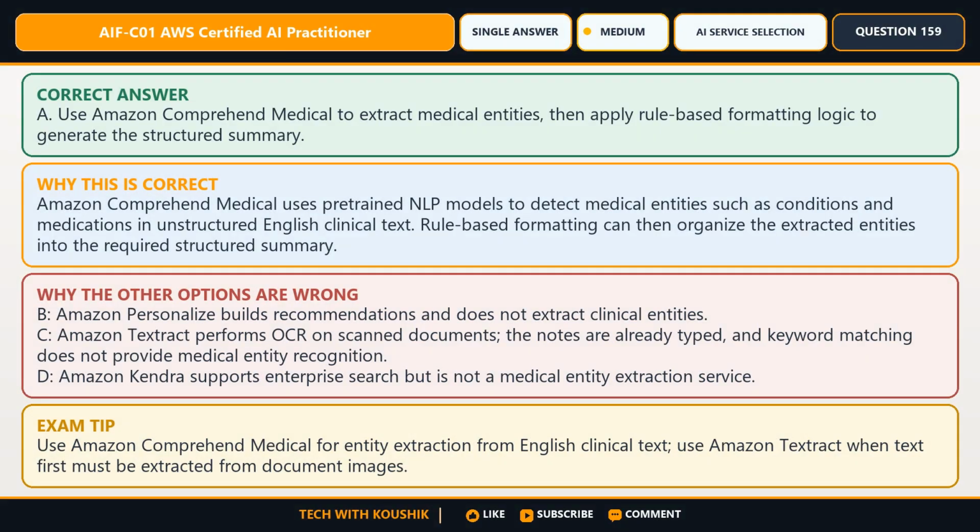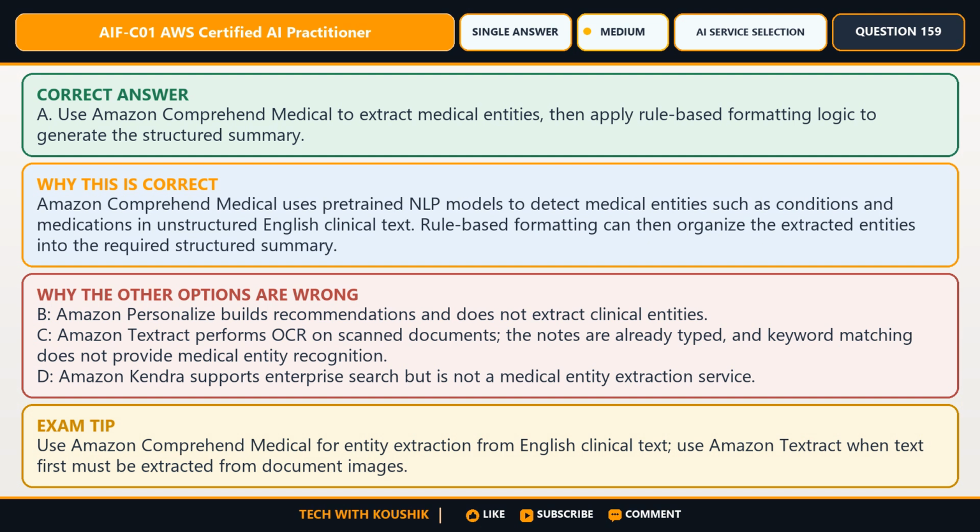The option that satisfies the complete requirement is A. Use Amazon Comprehend Medical to extract medical entities, then apply rule-based formatting logic to generate the structured summary. The requirement to solution match is that Amazon Comprehend Medical uses pre-trained NLP models to detect medical entities such as conditions and medications in unstructured English clinical text. Rule-based formatting can then organize the extracted entities into the required structured summary.